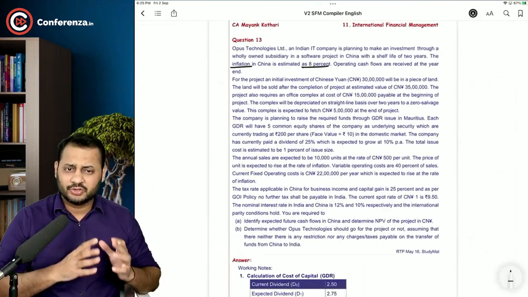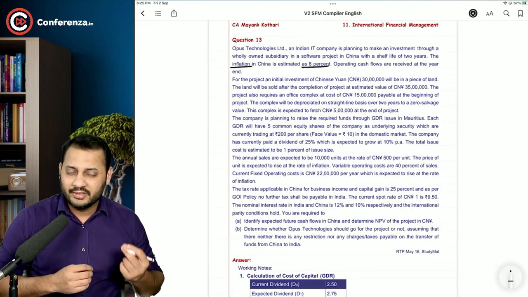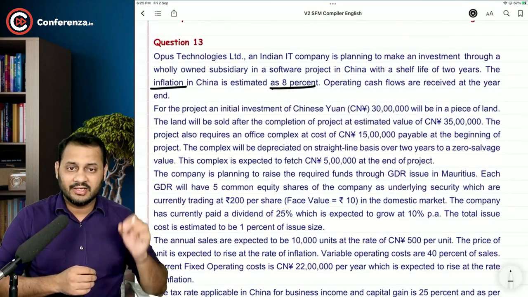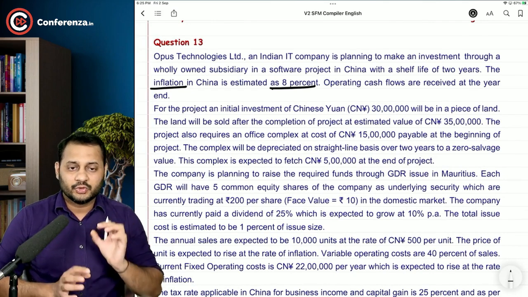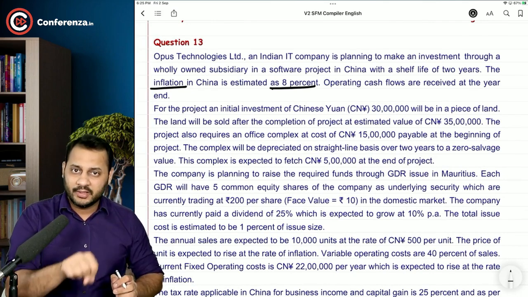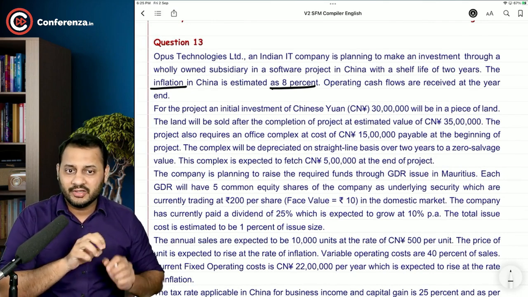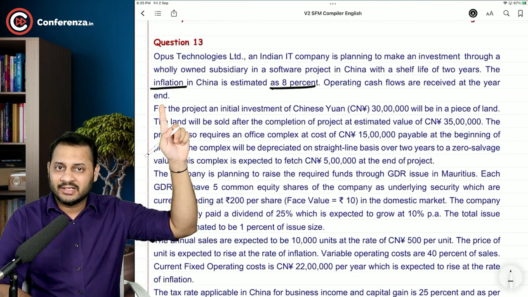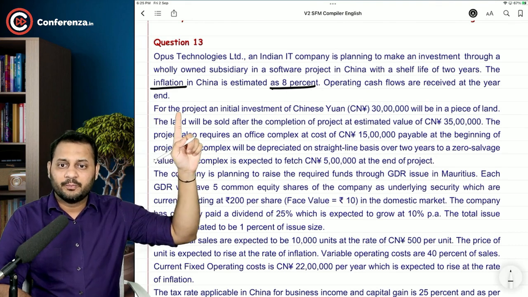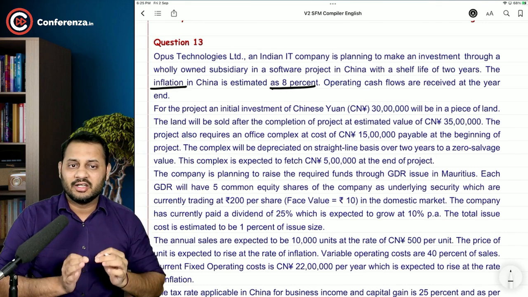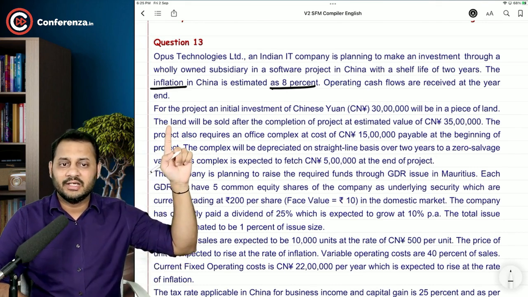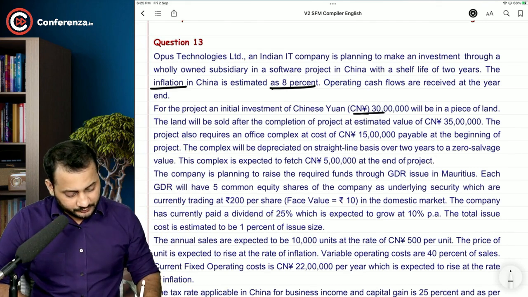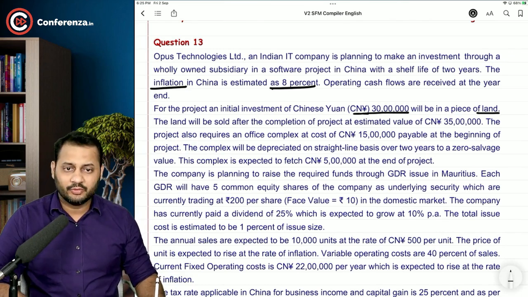Since this question is so big, it's very important in such type of question to mark the important words only, so that whenever we want to pick any particular figure, we can easily catch that. Operating cash flows are received at the year end. For the project, an initial investment of Chinese yuan 30 lakhs will be in a piece of land. So 30 lakhs in land we are going to invest.